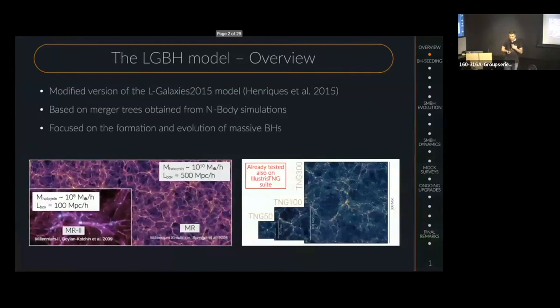Just to give you a bit of an overview of this model, this is a modified version of the Munich galaxy formation model known as L-Galaxies. It's actually coming out from the 2015 version, which was presented by Bruno Henriques in 2015. It's a semi-analytic model, so it's a tool that models the baryonic counterparts of dark matter halos, which are extracted from merger trees of large volume N-body simulations. Everything that I'm showing today has been developed on the Millennium suite.